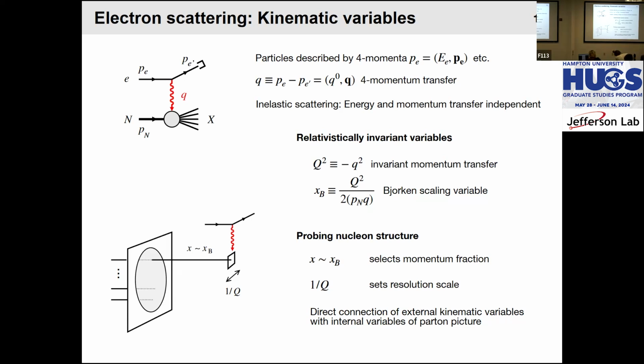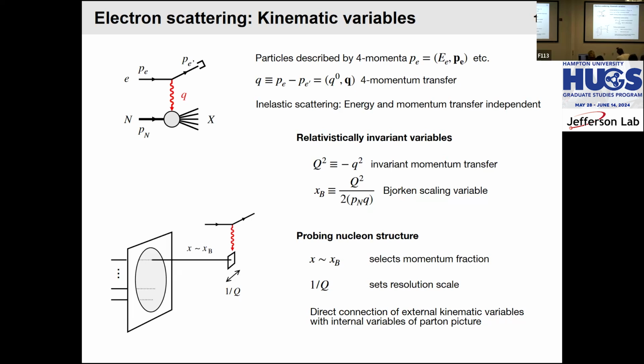So, electron scattering. Let's first talk about the kinematic variables. This is a process where we think of an electron coming in, scattering from a hadron. The electron goes out and is detected, and the hadron does something. It can either recoil elastically, it can transition to a different hadronic state, it can break up into lots of other hadrons, etc. So this is very general here.